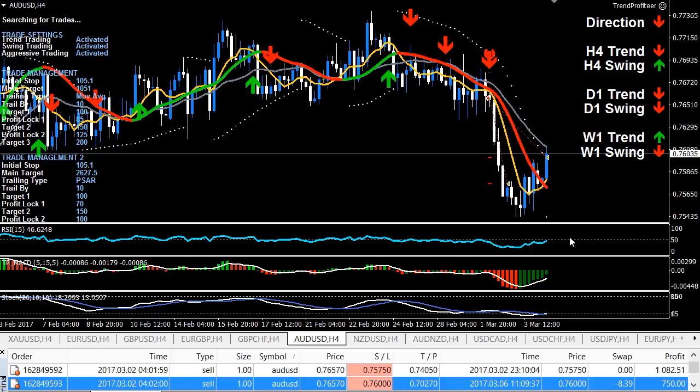1,830 bucks on two one-lot positions, so very reasonable if you've got the account to be able to handle that, but nothing ridiculous.